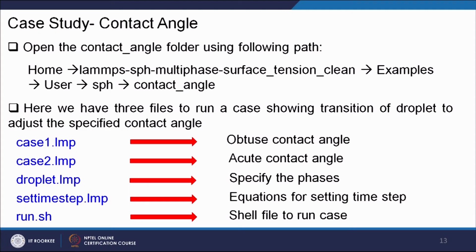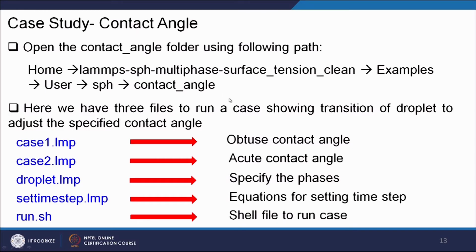So, from there we have taken an already existing folder. If you have a new case, you have to create the folder and then write it down. For the case study, we have to go to the folder home LAMMPS SPH multiphase, then surface tension_clean. There you can go to examples, users, SPH contact angle. Okay. So, this is the path of the directory where you need to go.